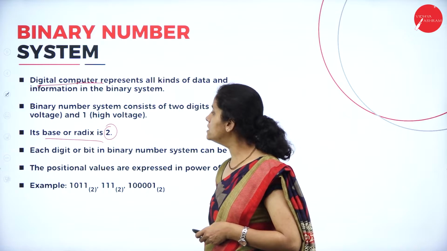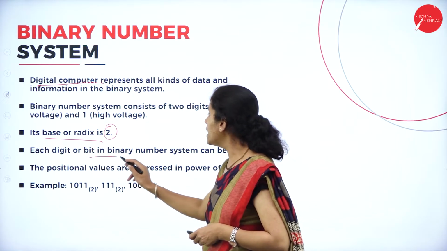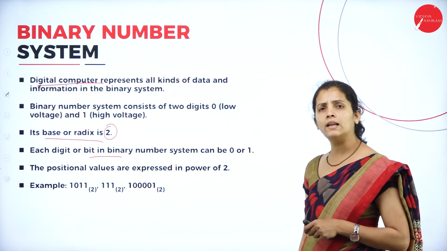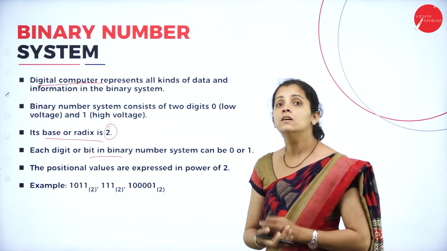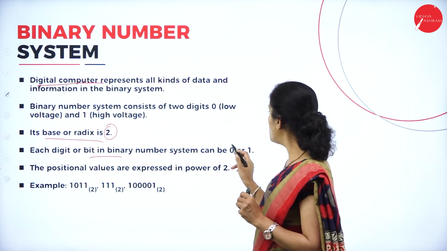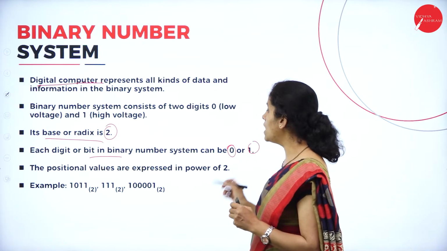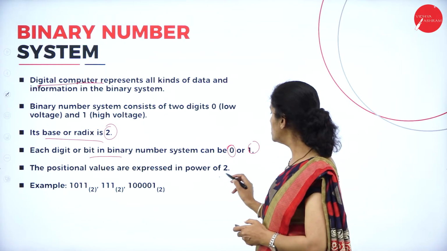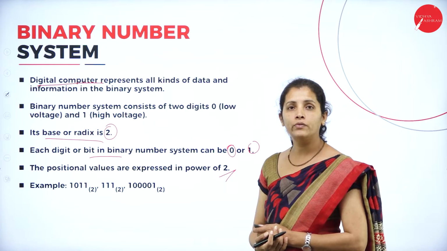Each digit, or bit, in the binary number system can be 0 or 1. That means if I consider the binary number system, the digits are in the form of zeros and ones, and the positions are expressed in terms of powers of 2.